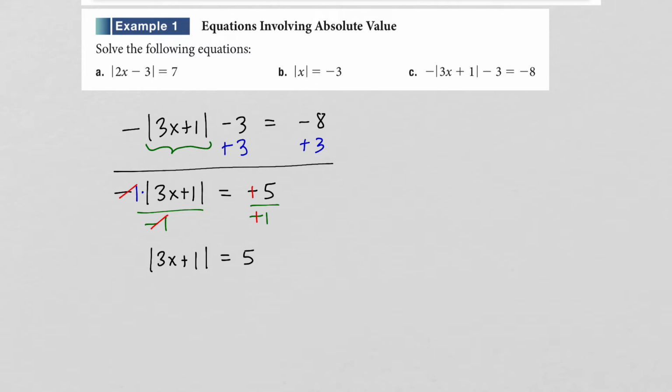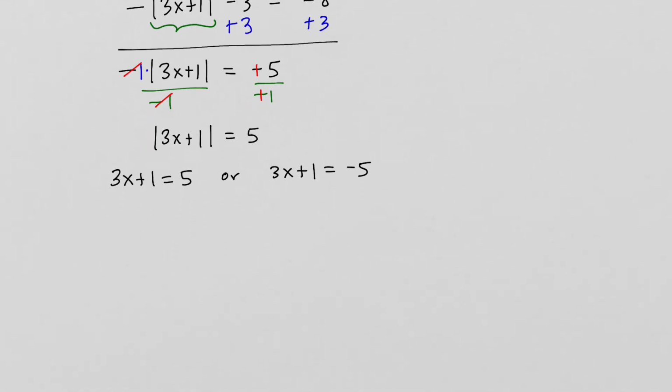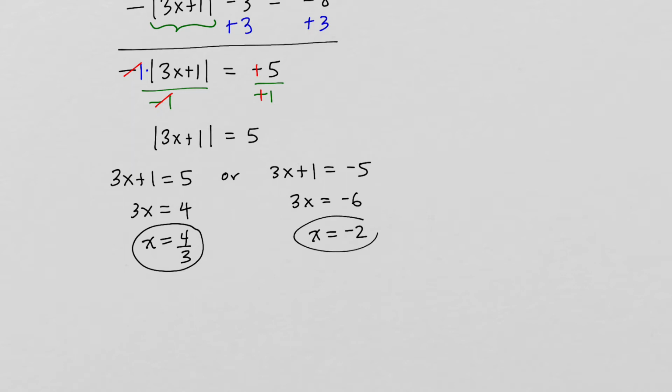Now this is possible. So to solve this, we know that 3x plus 1 has to be either 5 itself or 3x plus 1 has to be the opposite of 5. Solving by subtracting 1 from both sides, in the first equation, we get 3x equals 4. Finally, dividing by 3, x equals 4/3. And in the second equation, subtracting 1 from both sides, we get 3x equals negative 6. And then dividing by 3, we get x is equal to negative 2. So x equals 4/3 or negative 2.